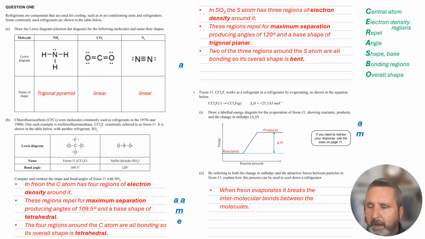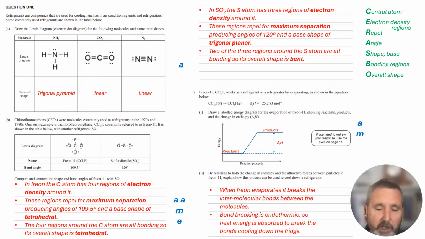So basically, you put this statement down and it's going to give you an achieved. Bond breaking is endothermic, so heat energy is absorbed to break the bonds. So I've got two different statements down here, achieved for each or a merit with both of them.